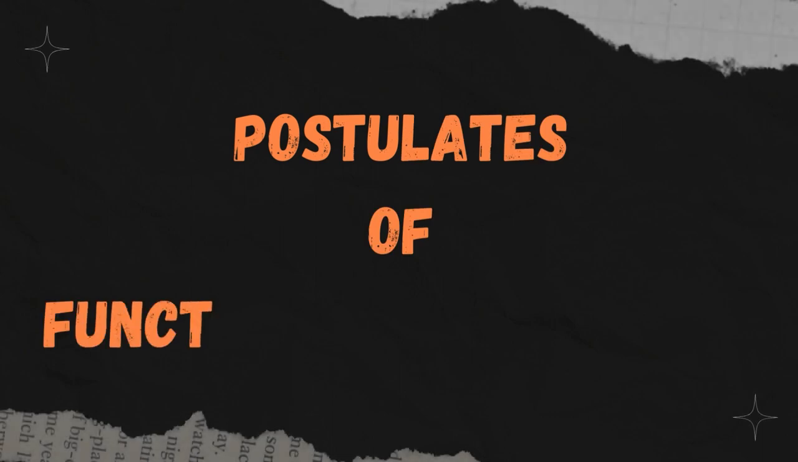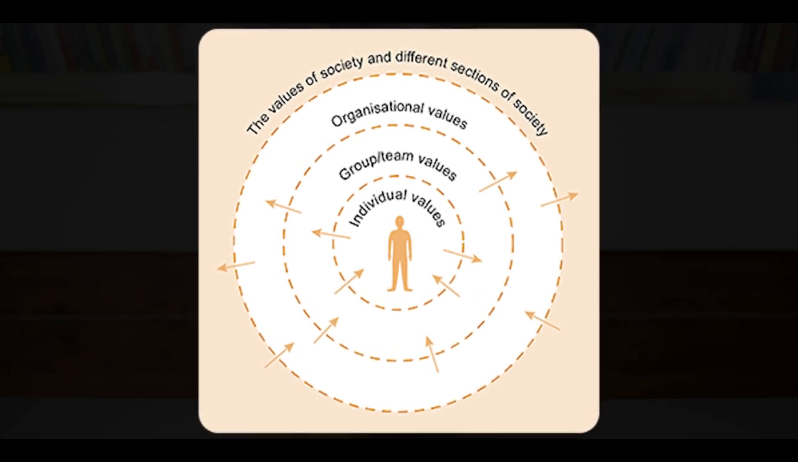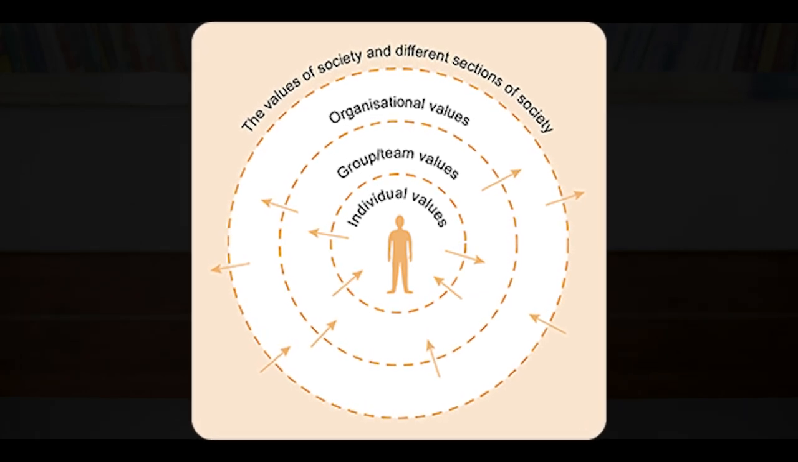Number two, postulate of functional universalism. Classical functionalism is studying only functions. Functions means what? Positive contribution. They have ignored dysfunctions and non-functions. So he says study not just functions of the part, study dysfunctions as well as non-functions. You should study function, dysfunction, non-function at three different levels: the level of the individual, the level of the group, and the level of the larger society.